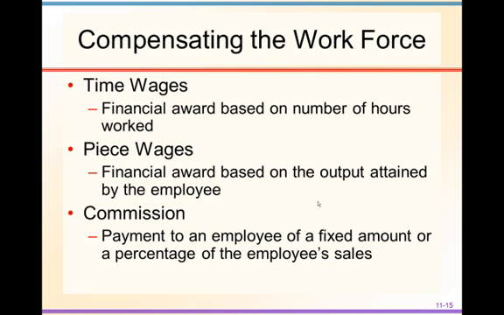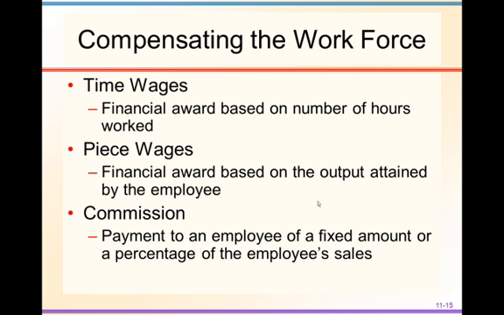Piece wages, on the other hand, are based on the level of output. A major advantage of piece wages is that employees are encouraged to supervise their own activities and to increase outputs because they know that the more they produce, the more money they're going to get. So this actually does create an incentive to increase productivity. We don't see a lot of piece wages. We do see more of this in the agricultural field.